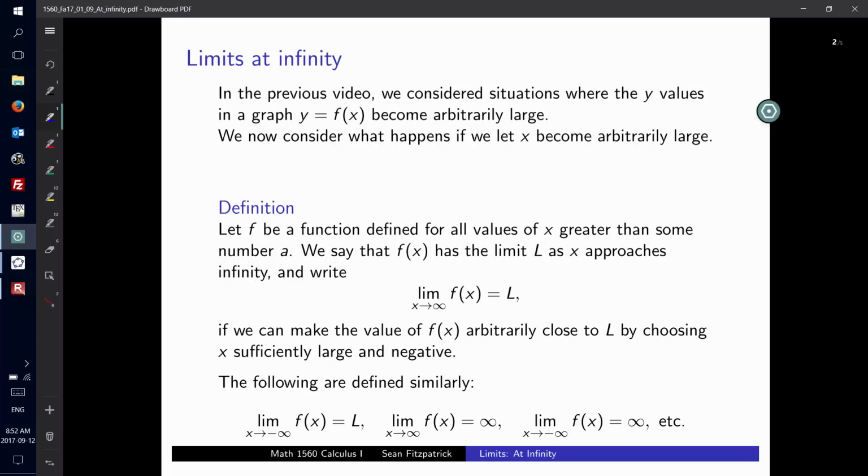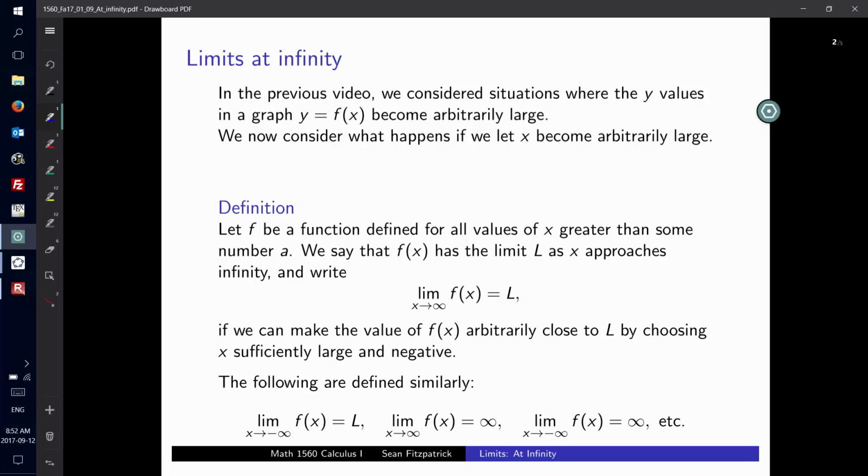Well, that means, as usual, if we say that f of x is approaching some limiting value L, that we can make the y values as close to L as we want. And in this case, how do we make f of x close to L? Well, we want x to go off towards infinity. And what does that mean? We can't actually set x equal to infinity. Infinity is not a number. So what do we do? Well, we just consider arbitrarily large values of x.